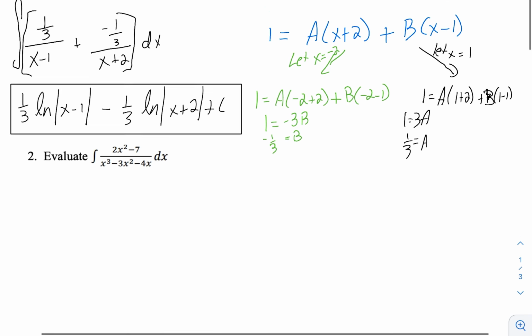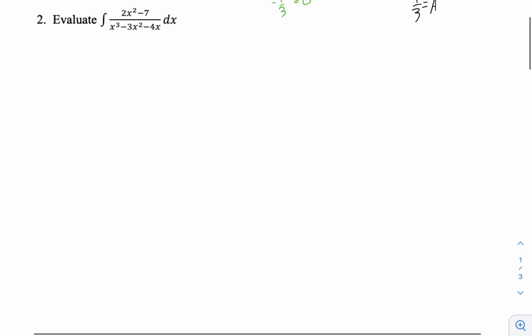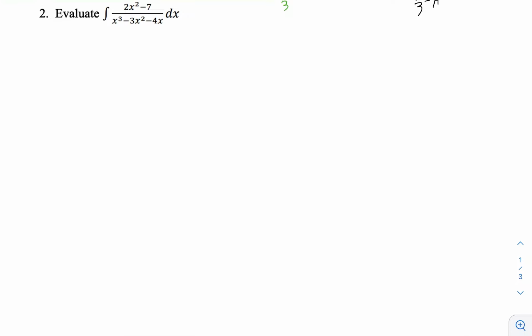All right, let's take a look at another example too. Sometimes you might have more than just those two pieces. If we're dealing with more than those two pieces, the first thing we're going to have to do is factor this out. So when we factor this, we would end up with, again, some side work over here off to the side. We'd say 2x squared minus 7 over, when we factor this, it would factor to x times x minus 4 times x plus 1.